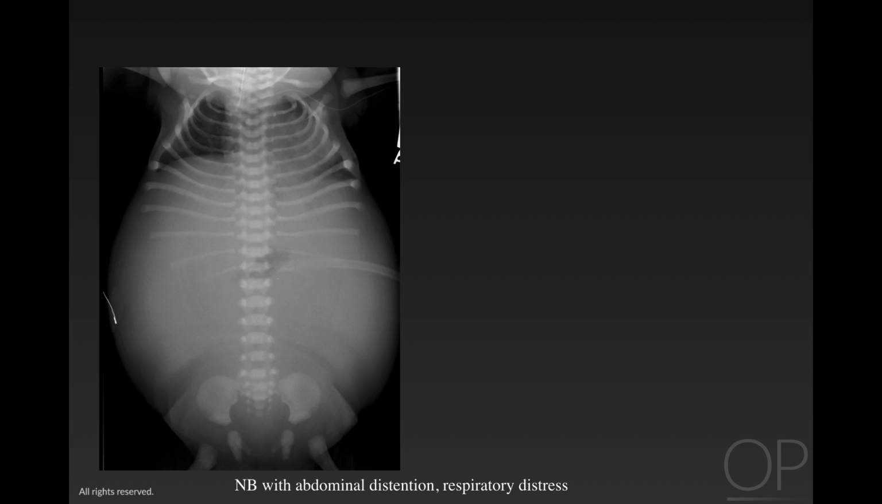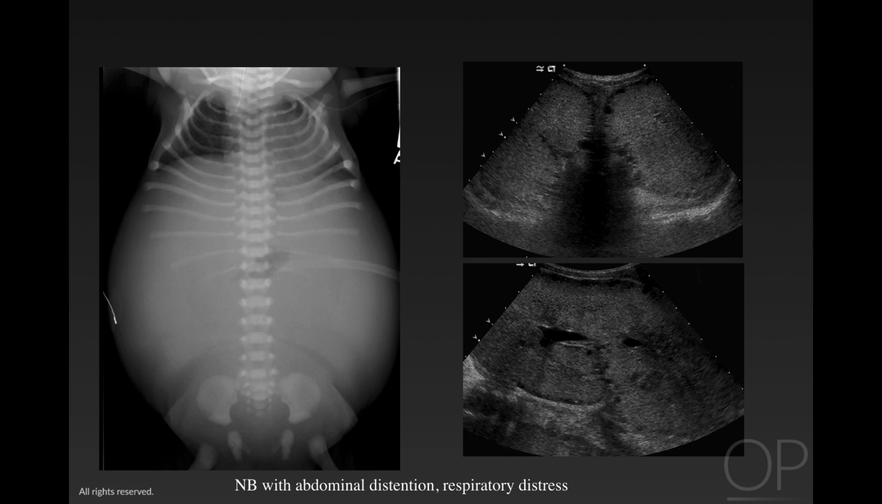Finally, we have a newborn with marked abdominal distension and respiratory distress where the abdomen is gasless except for a small amount of gas in a centrally placed stomach. There is hypoplasia of the lungs with elevation of the hemidiaphragms. An ultrasound shows us marked enlargement of both kidneys with multiple tiny cysts throughout, consistent with the diagnosis of an autosomal recessive polycystic kidney disease.